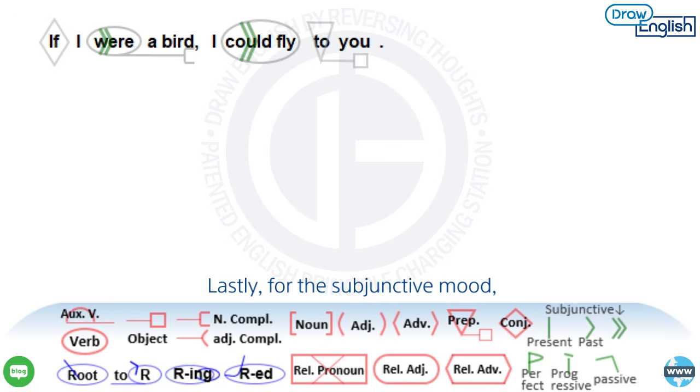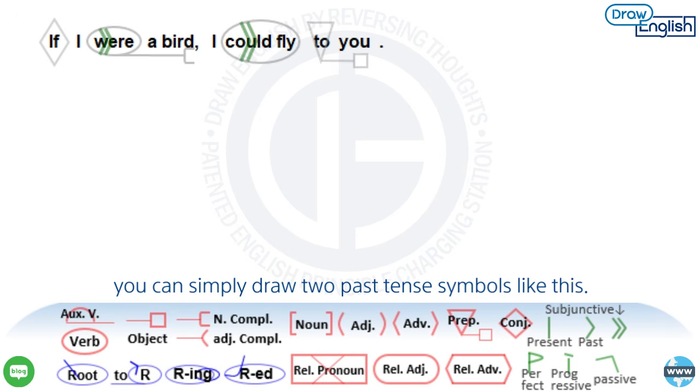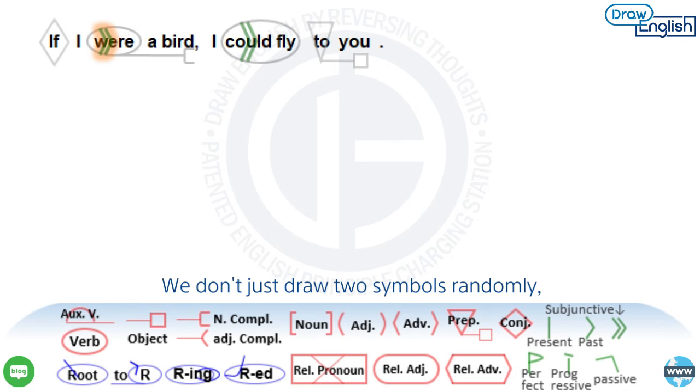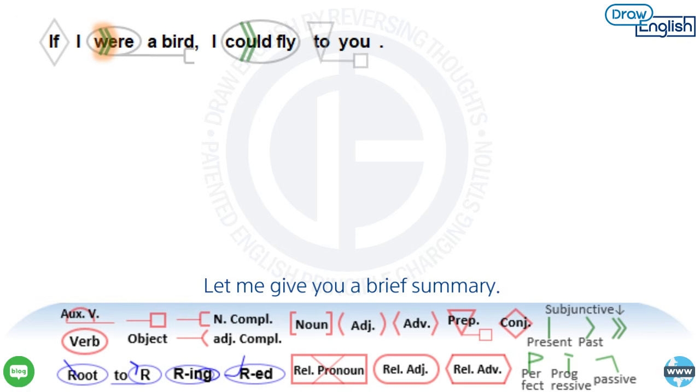Lastly, for the subjunctive mood, one of the most challenging aspects of English for learners, you can simply draw two past tense symbols like this. We don't just draw two symbols randomly, although it seems like a trick. You can grasp everything about the subjunctive mood through this shape. Let me give you a brief summary.